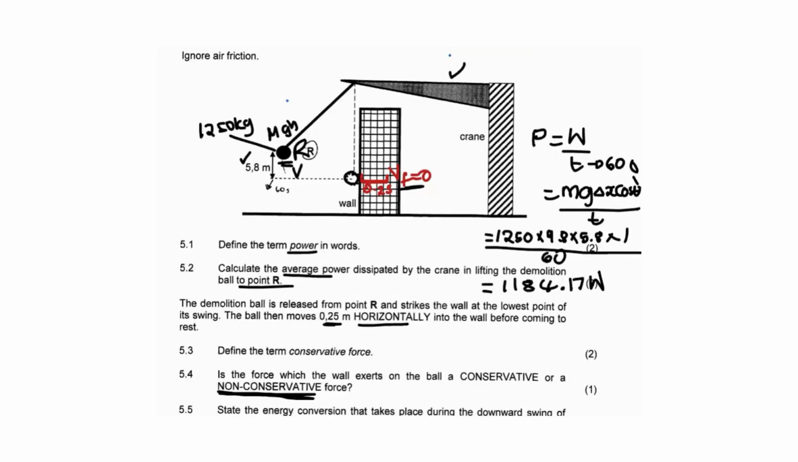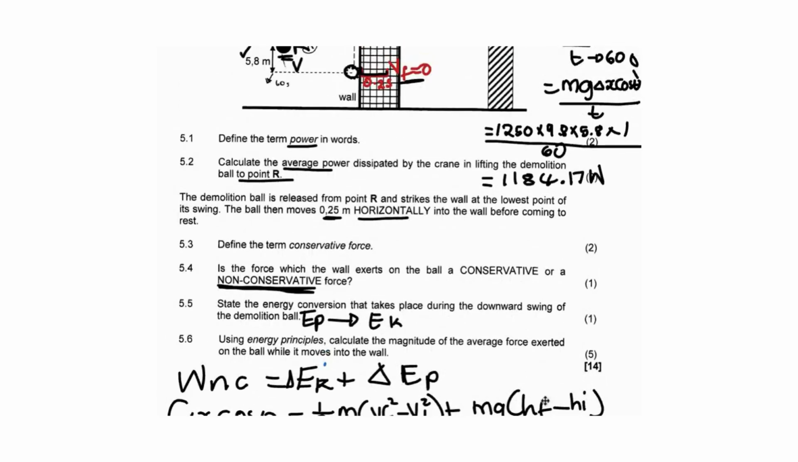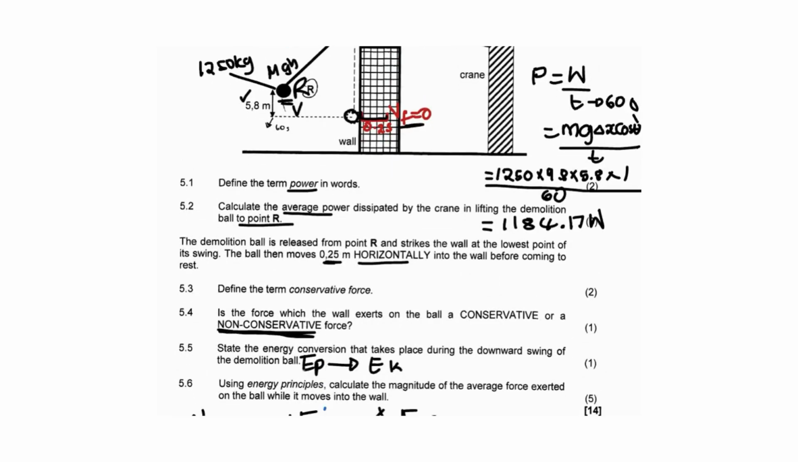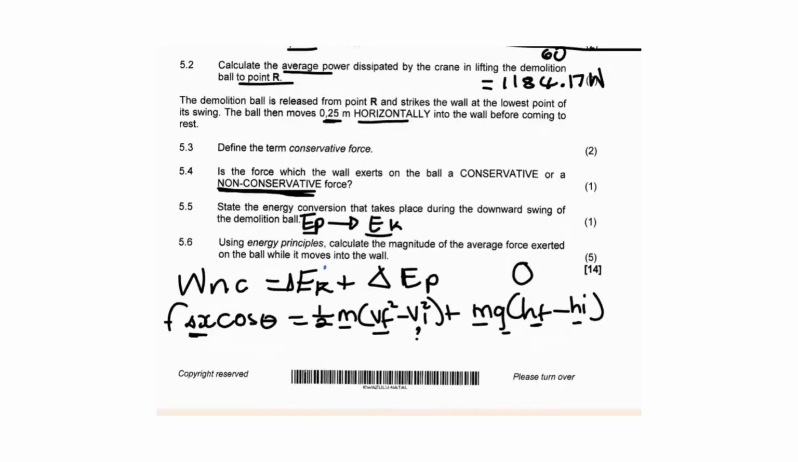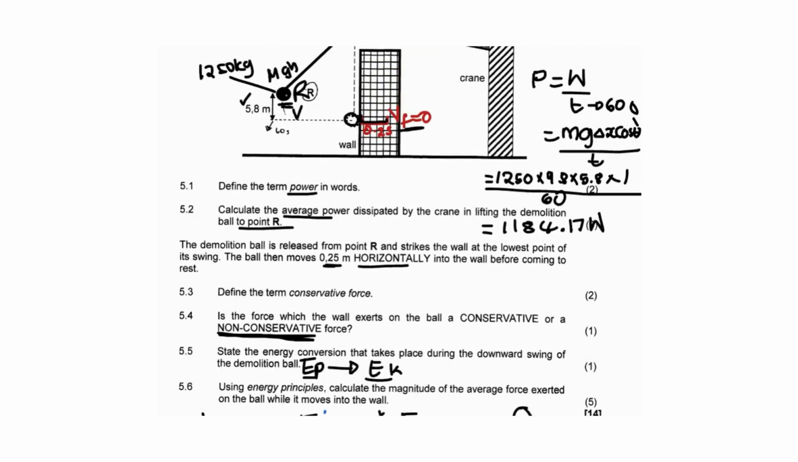If you think about it, moving horizontally means we don't have this part, because the height change is zero. We don't have potential energy there, since we said we are converting from potential to kinetic. So this part is going to be 0. What I'm going to do is find v initial. The ball was released from rest at R, where v initial was 0.